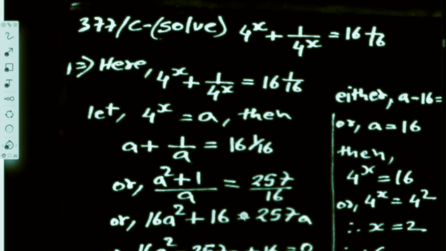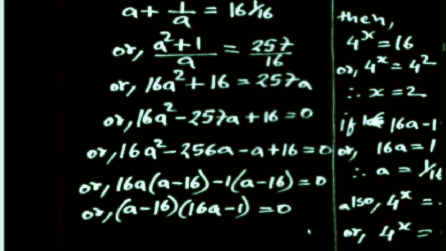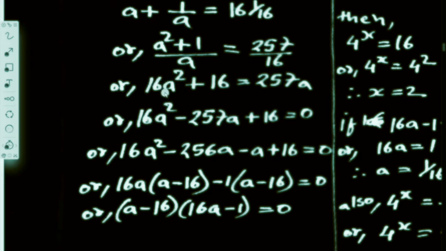Now this is also our simple form of the equation. To get the value of a, we have to look more closely at our expression. Now 16 a square plus 16 equals 257 a, or 16 a square minus 257 a plus 16 equals 0. Now 257 a has been taken to one side. When the side is changed, the plus symbol should be changed into minus, and minus into plus. So 257 a has been kept here in the form of minus: 16a squared minus 257a plus 16 equals 0.